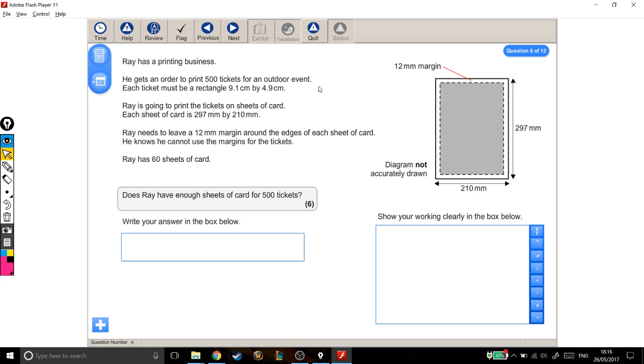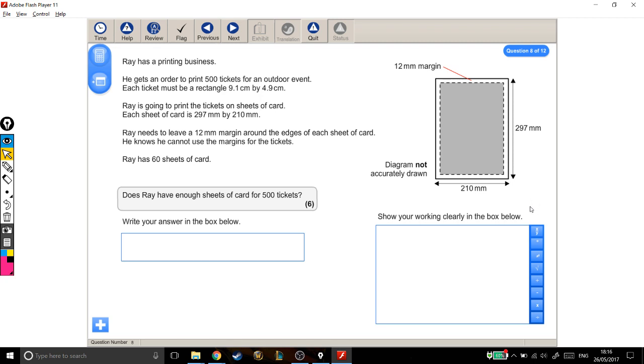He gets an order to print 500 tickets for an outdoor event. Each ticket must be a rectangle, 9.1 cm by 4.9 cm. Ray is going to print the tickets on sheets of card. Each sheet of card is 297 mm by 210 mm. Ray needs to leave a 12 mm margin around the edges of each sheet of card. He knows he cannot use the margins for the tickets. Ray has 60 sheets of card. Does he have enough sheets for the 500 tickets?